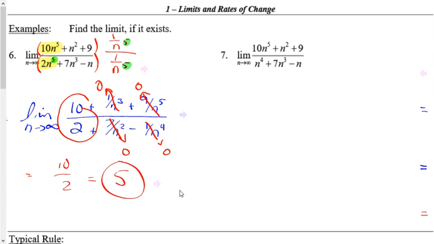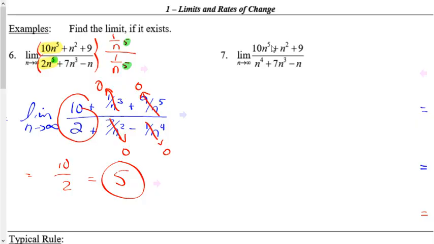Number 7. Well, here I said that I would talk about what would happen if I was to use this highest degree term in the numerator. So don't write this down, but I'm going to show you what happens if I was to use that 1 over n to the fifth. If I was to multiply the numerator by 1 over n to the fifth and the denominator by 1 over n to the fifth, what would happen?